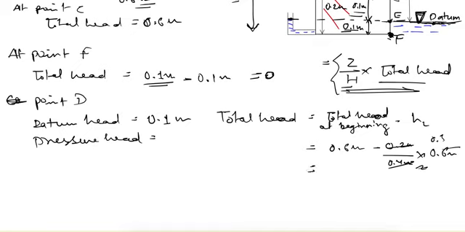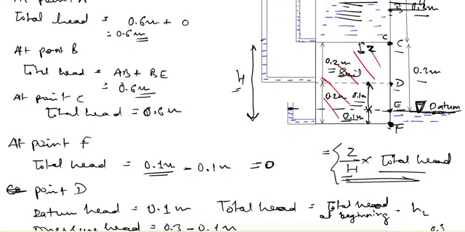So total head comes out to be 0.3 meter at point D, and so pressure head here will be 0.3 minus 0.1 meter, that is 0.2 meter. And it is also shown in the piezometer that water rises up to this point, that is 0.2 meter from here. That is the pressure head.